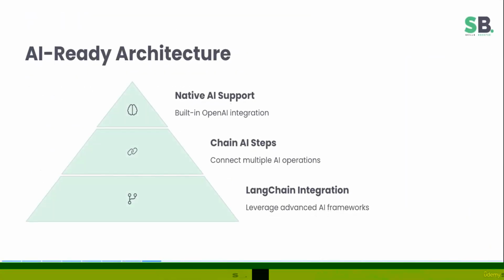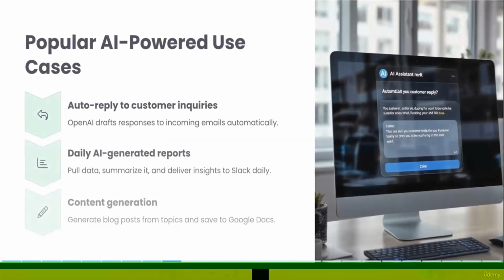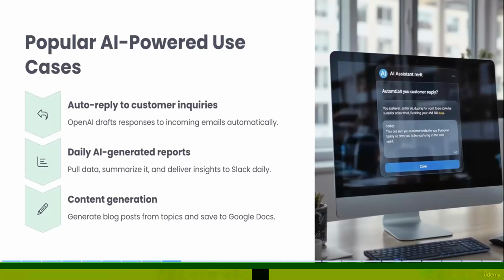It's about AI-ready architecture. You have native AI support built on OpenAI integration. Chain AI steps to connect multiple AI operations, and LangChain integrations to leverage advanced AI frameworks. If we talk about popular AI-powered use cases, usually it's about auto-reply to customer inquiries, daily AI-generated reports, and content generation. Auto-reply to customer inquiries is about chatbots. OpenAI drafts responses to incoming emails automatically, or chats, or something like that.